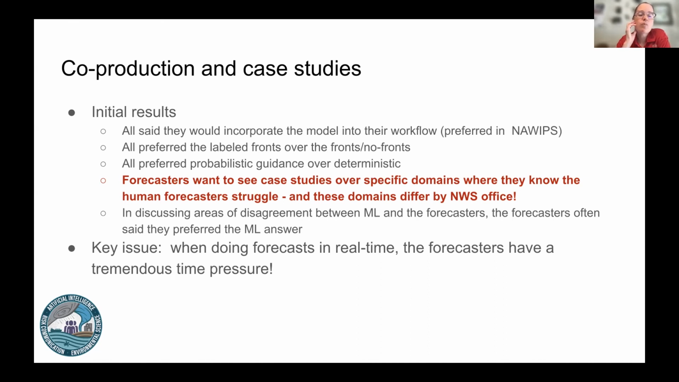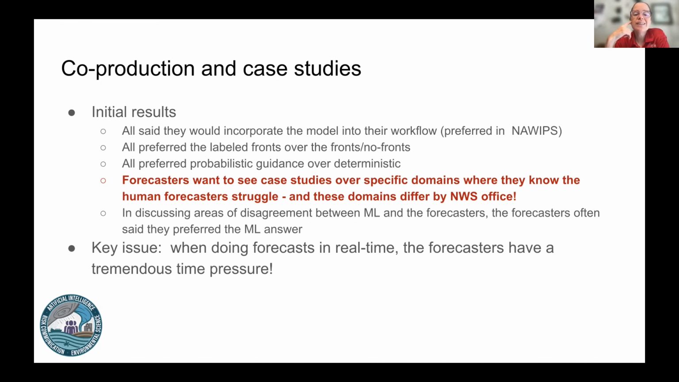The other thing I wanted to point out, just because it's kind of fun and a little bit aside from the case studies, but it was very interesting. Sometimes the machine learning and the forecaster fronts that were given to us, which were drawn in real time from 2008 to 2020, would disagree. So the machine learning would say there was a front and the forecaster originally had not drawn a front. And we discovered that in almost all of those cases, the forecaster would look at it retrospectively and say, yeah, there should have been a front there.